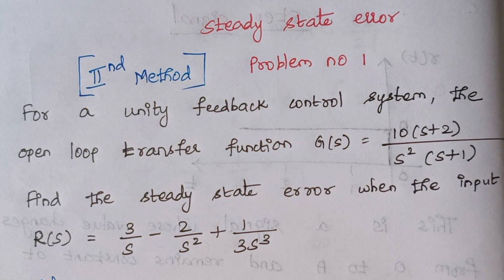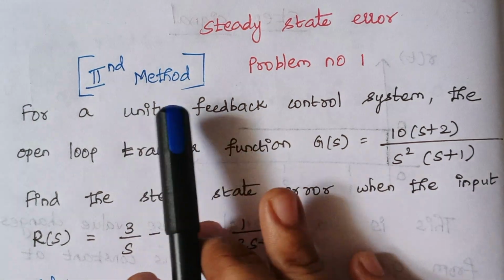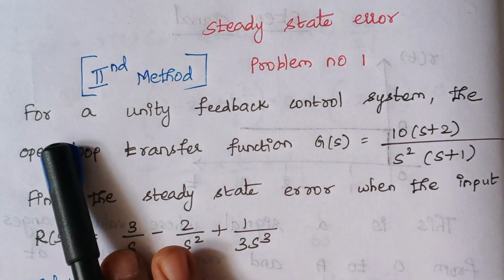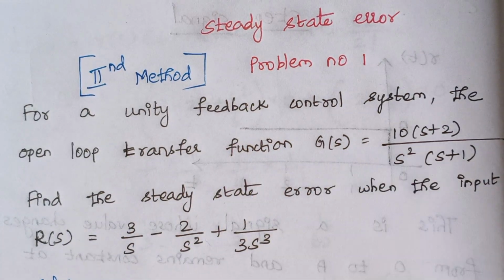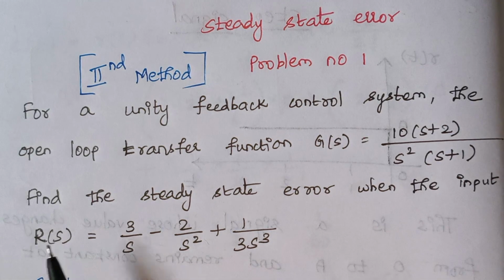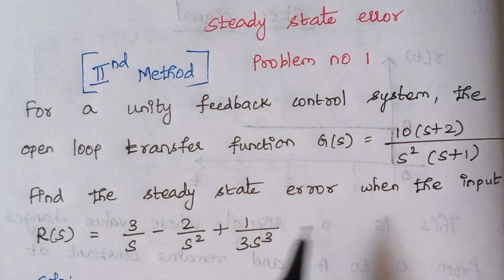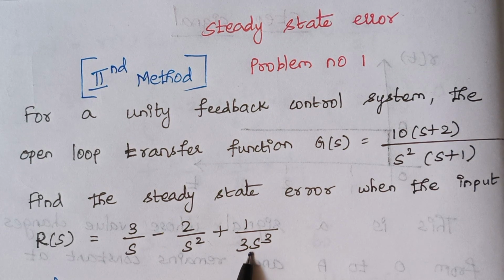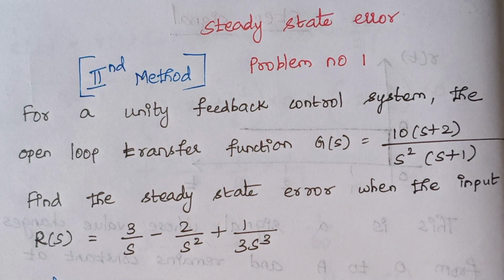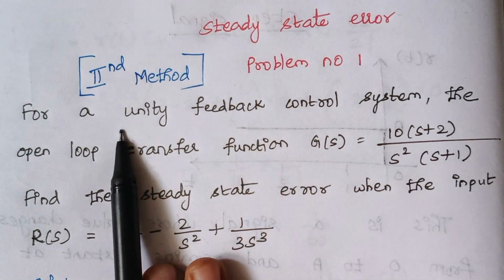Today we are going to solve problem number 1 under the category steady state error by the second method. For a unity feedback control system, the open loop transfer function G of s is given. Find the steady state error when the input value is given here. So we are asked to find the steady state error, and the type of feedback is given as unity feedback system.